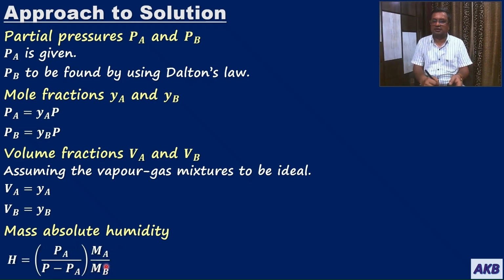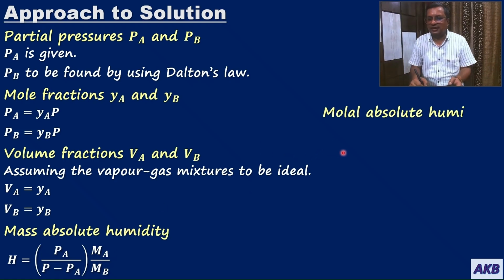And then after that we will get mass absolute humidity by using the equation. The equation is directly known to us. H is equal to Pa upon P minus Pa into Ma upon Mb. And then after that finally we will be getting molar absolute humidity by using the relation between molar and mass absolute humidity. So H is equal to Hm into Ma upon Mb.